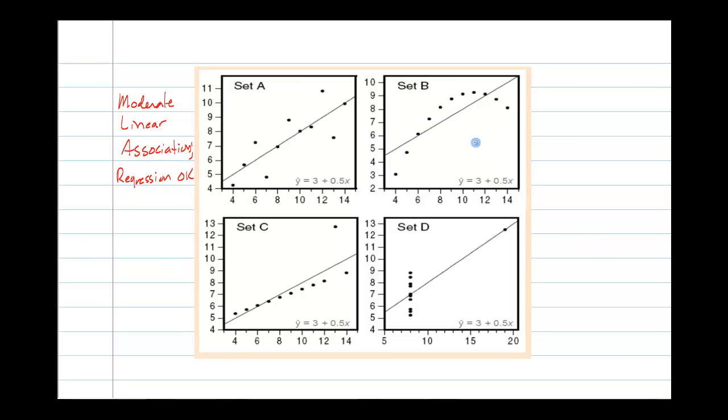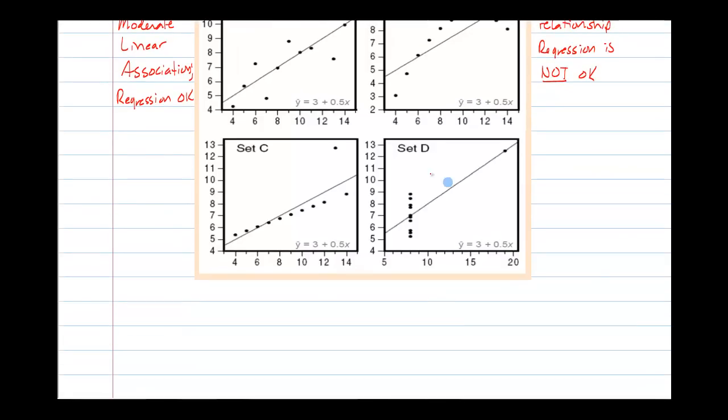Now over here with data set B, this isn't linear at all. There's a nice curve. It's almost like an upside down parabola. So here I would say that there's an obvious nonlinear relationship. So in this particular case, linear regression is not okay. It's not appropriate.